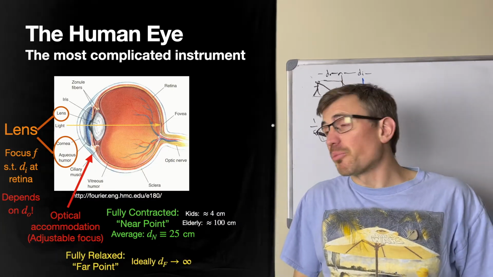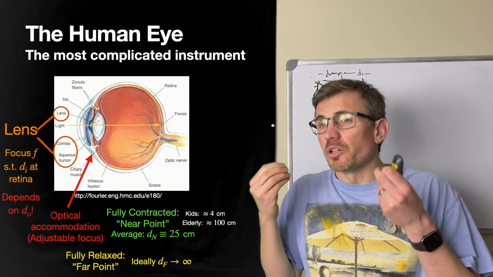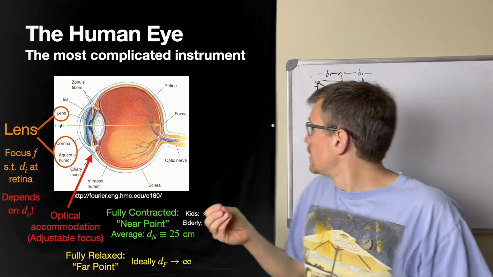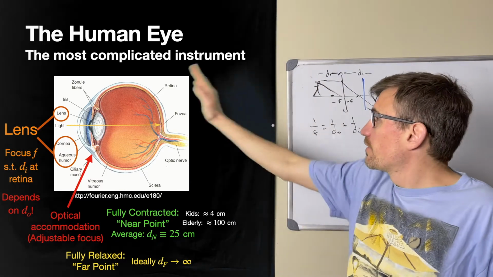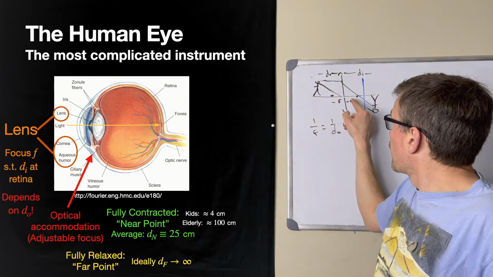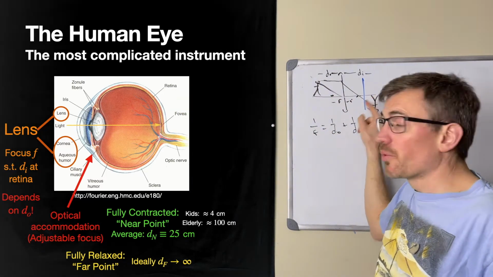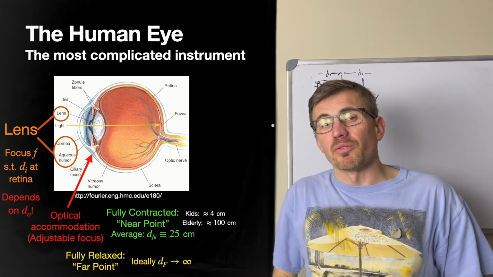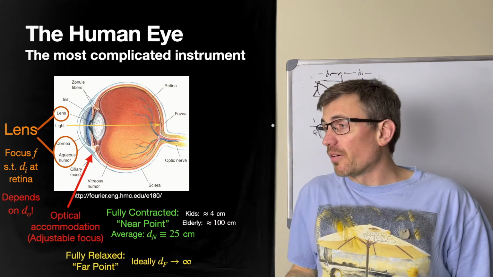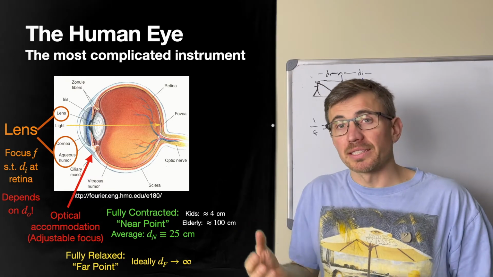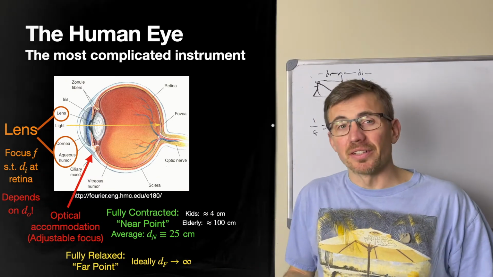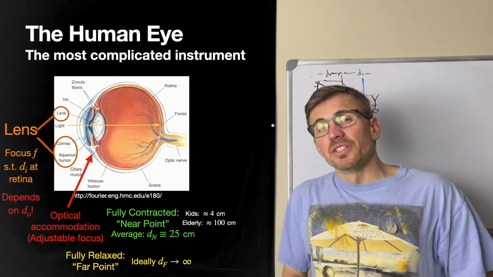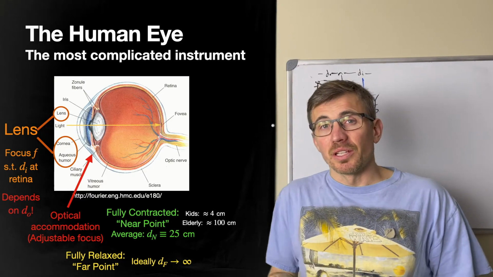Ideally, that far point is at infinity, so that when your muscles are completely relaxed, in other words, you're looking at objects at infinity or very, very far away, the focal length of your lens should be right at your retina. That's where the images will be formed. If your far point, when you're fully relaxed, is not infinity, that's called farsightedness, and you need glasses to correct for that. So we might hear about that in the student presentation.